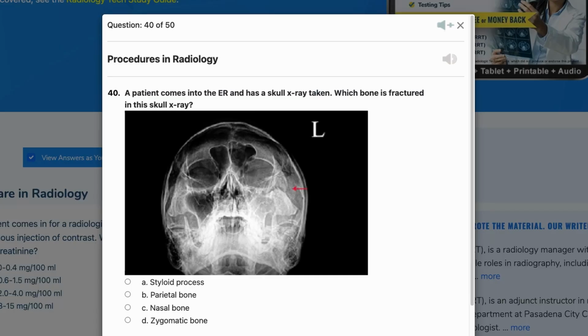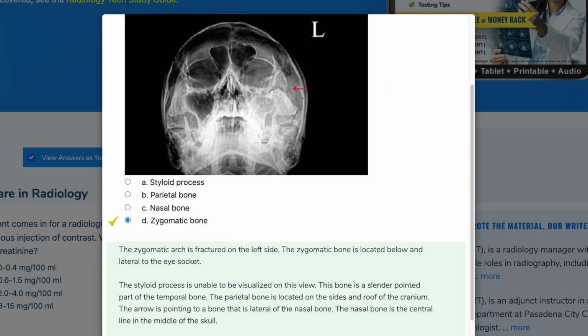Question 40. A patient comes into the ER and has a skull X-ray taken. Which bone is fractured in this skull X-ray? A. Styloid process. B. Parietal bone. C. Nasal bone. D. Zygomatic bone. D. Zygomatic bone. The zygomatic arch is fractured on the left side.